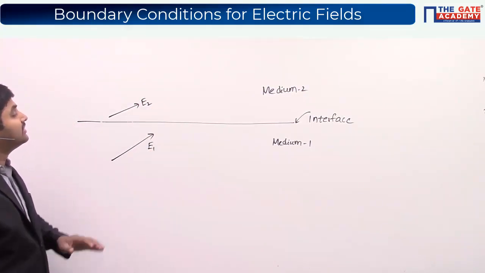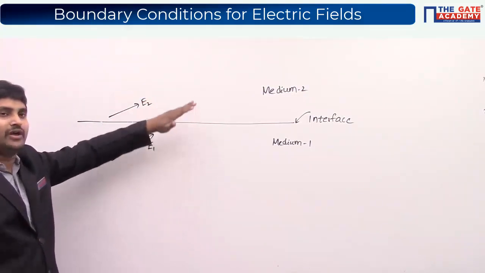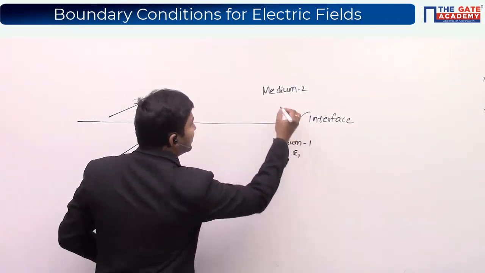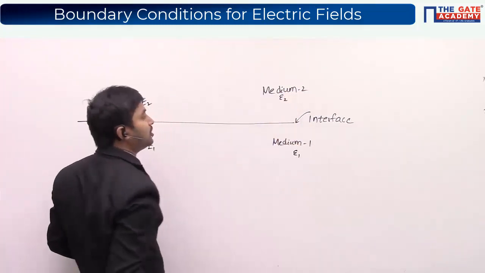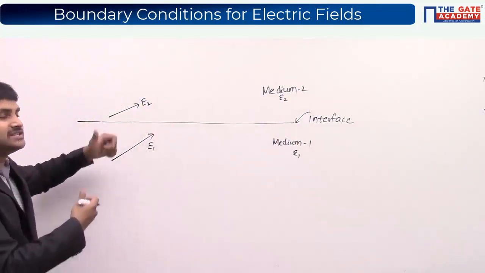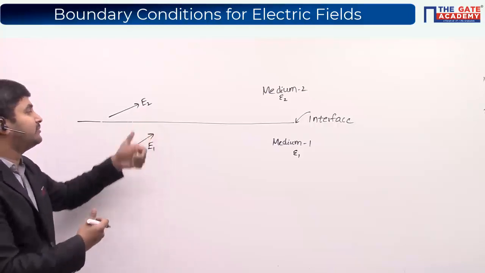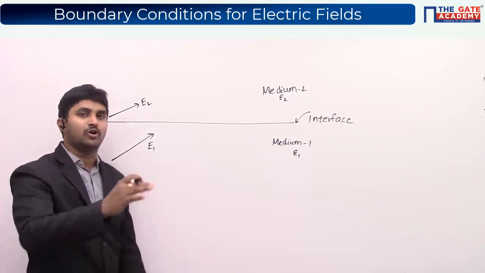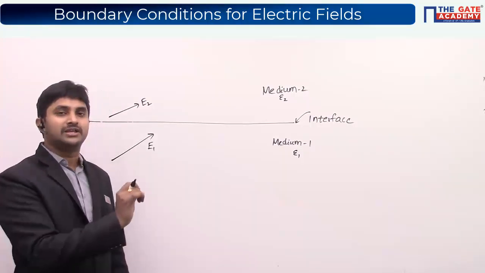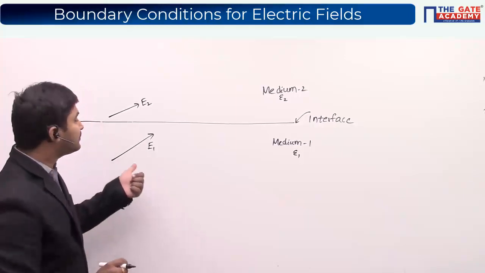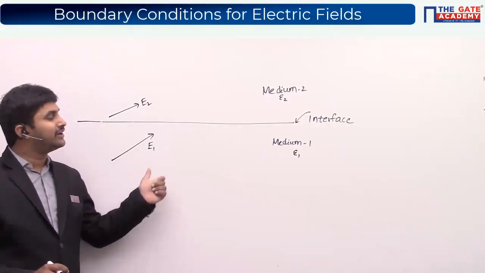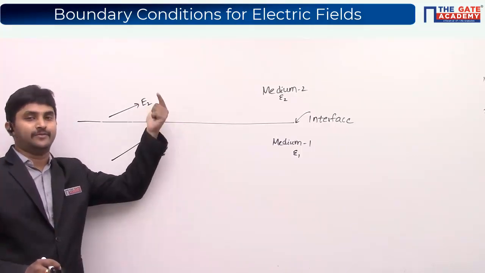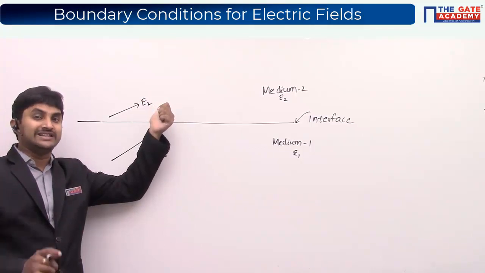How the characteristic of the electric field is going to change when it is moving from one medium to the other. So let us consider that medium 1 has permittivity epsilon 1 and medium 2 has permittivity epsilon 2. Now what is very important in this concept is that once the electric field in a medium has been given to us, we will be asked to find out what is the electric field in the second medium.